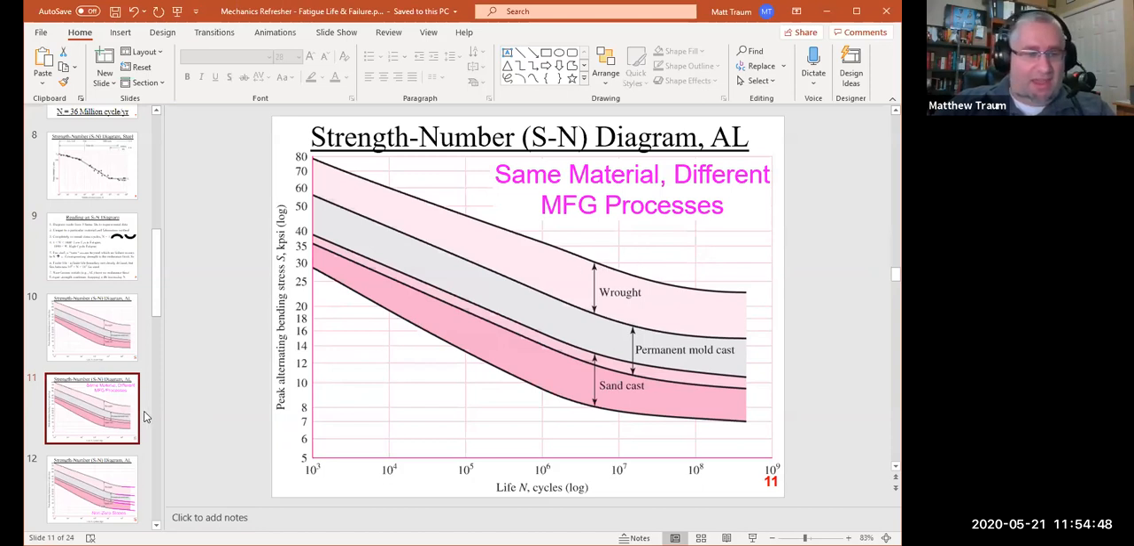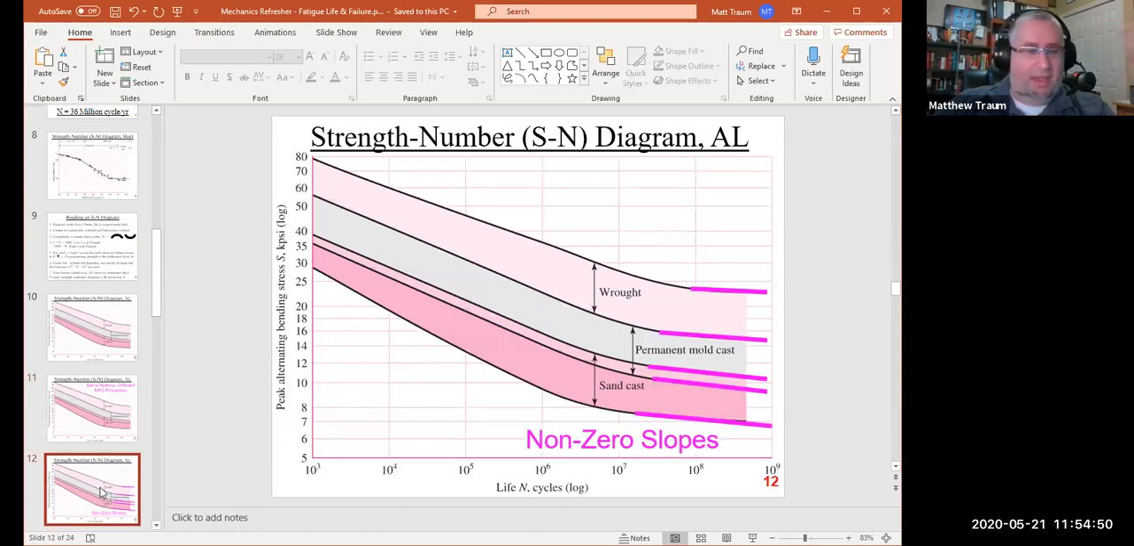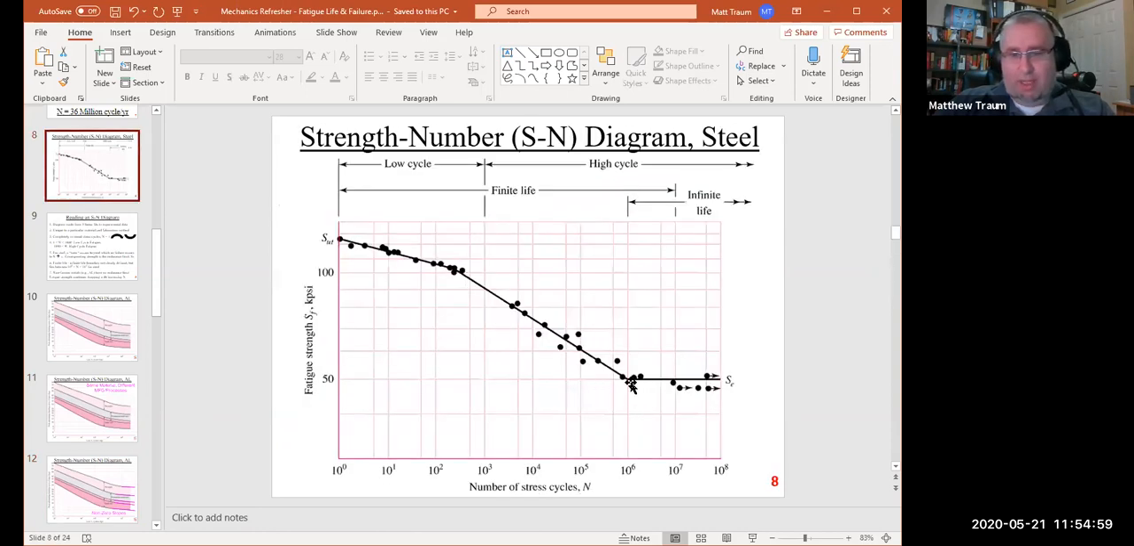The other thing that I wanted to show you about aluminum is that we mentioned that for ferrous materials like steel, there's an endurance limit. If we go back to steel, this slope reaches 0 at some point, and you basically have infinite life after this.